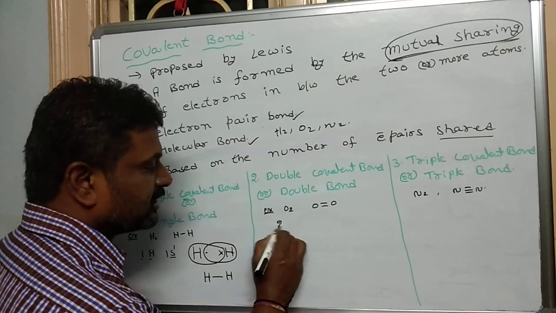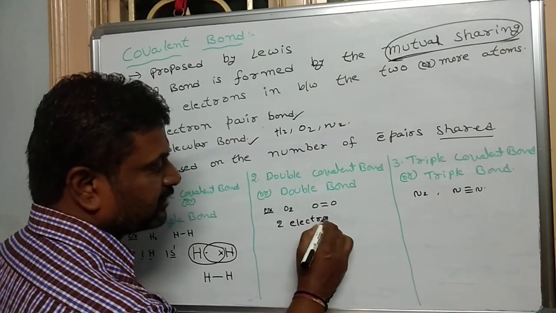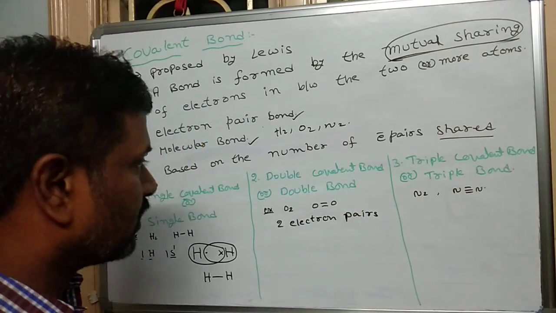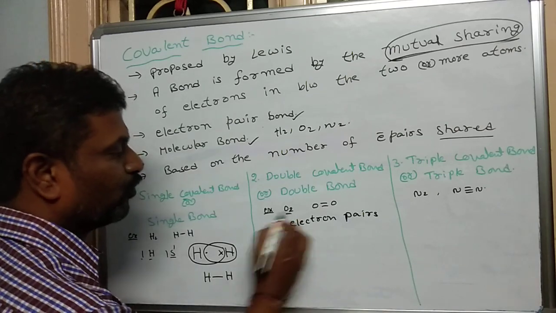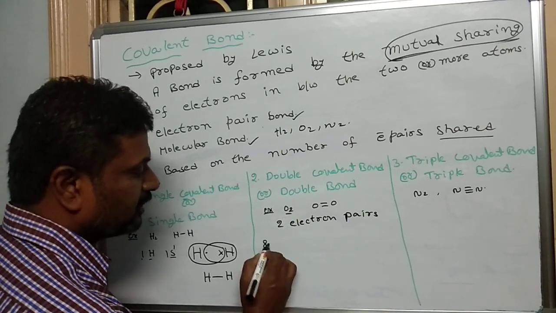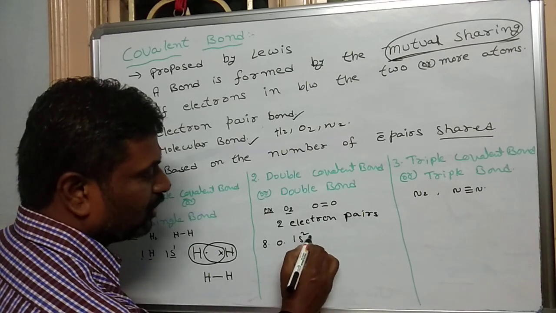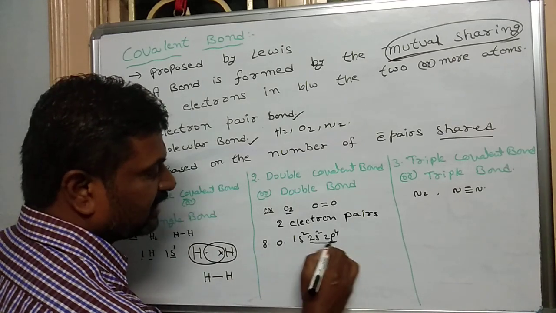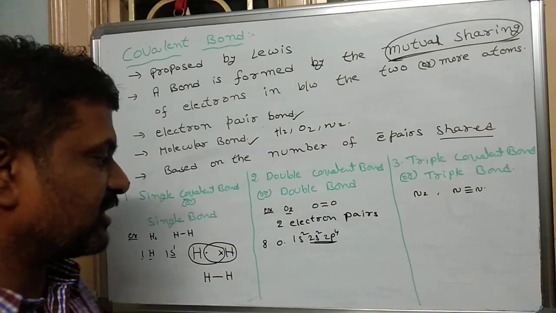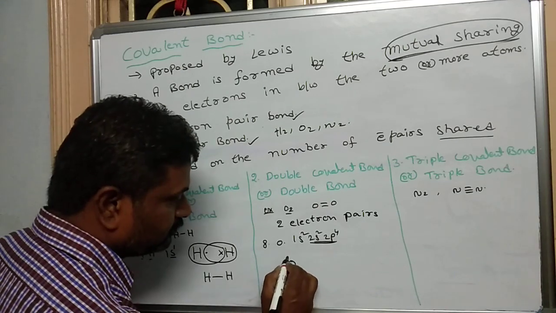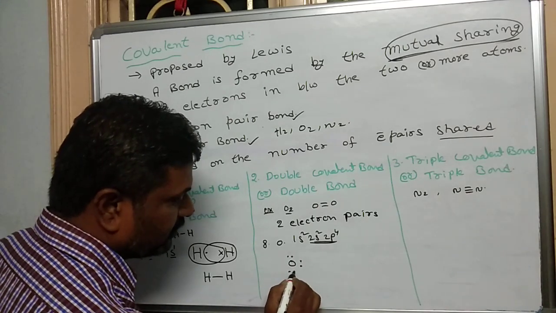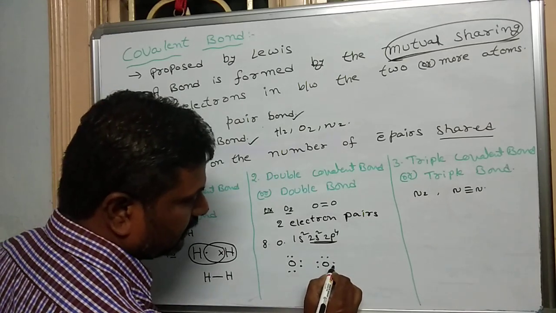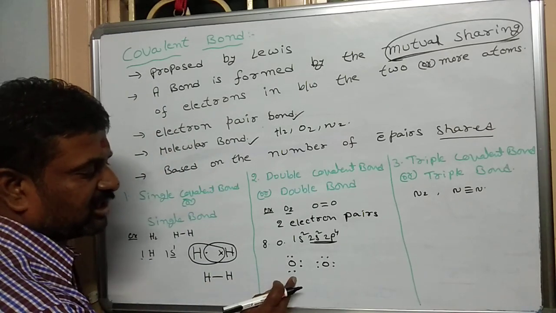Double bond or double covalent bond. Two electron pairs shared between the two atoms in a molecule is called the double bond. Example, O2. Oxygen has atomic number 8 and electronic configuration 1s2, 2s2, 2p4. Here 6 valence electrons are present in the oxygen atom: 1, 2, 3, 4, 5, 6. Another oxygen atom also has 6 valence electrons.